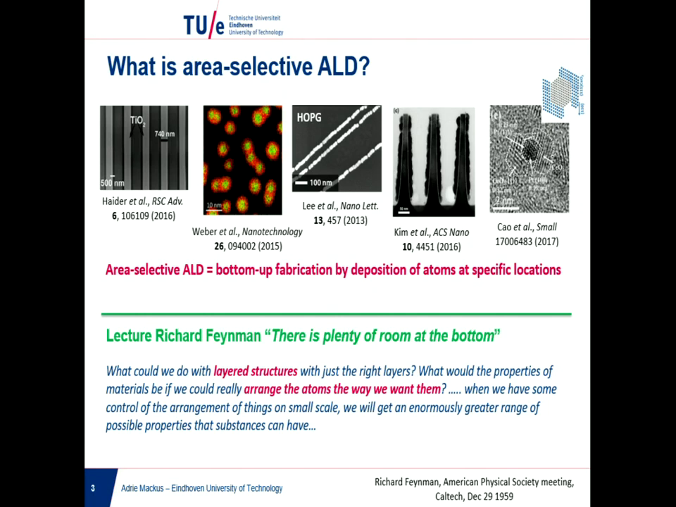He said there, what could we do with layered structures with just the right layers? With this description, I'm already thinking about atomic layer deposition or molecular layer deposition. And then he continued, what would the properties of materials be if we could rearrange the atoms the way we want them? So this is about depositing the atoms where you want them. With area-selective deposition, we're making a step towards this condition.